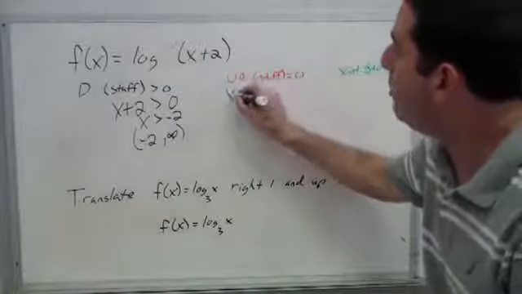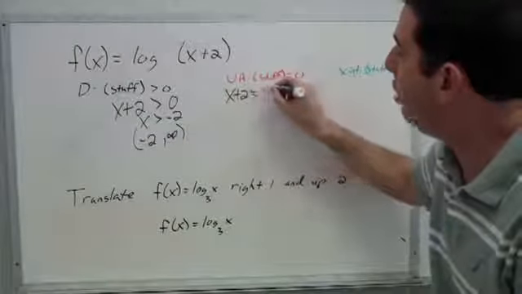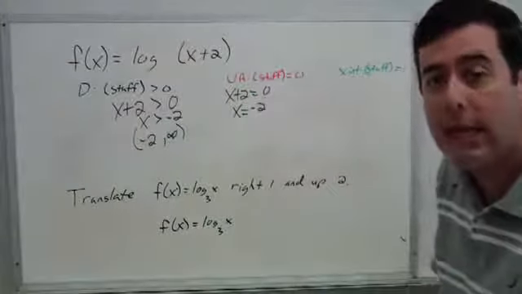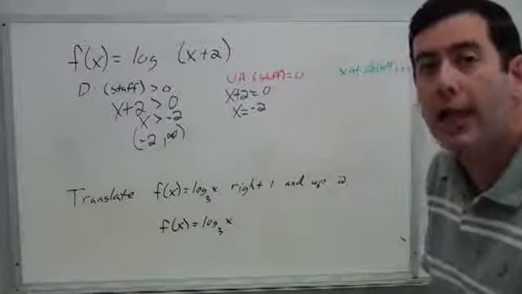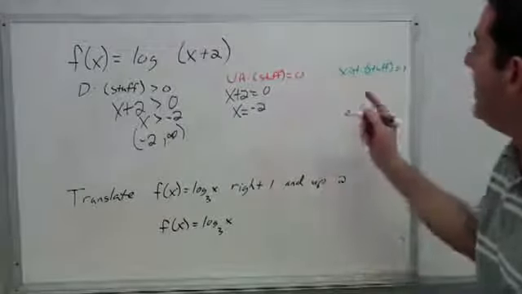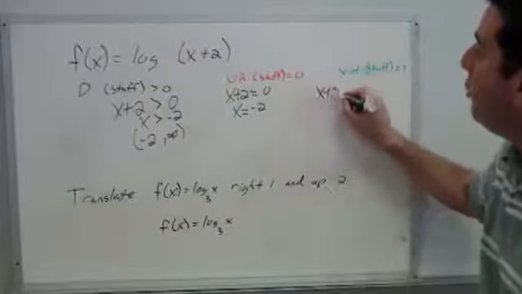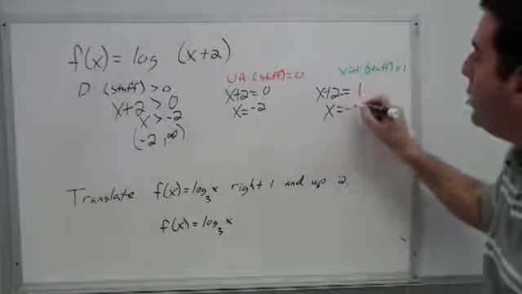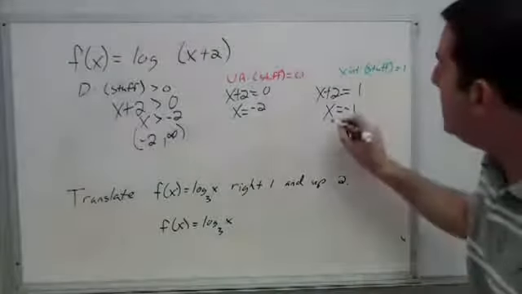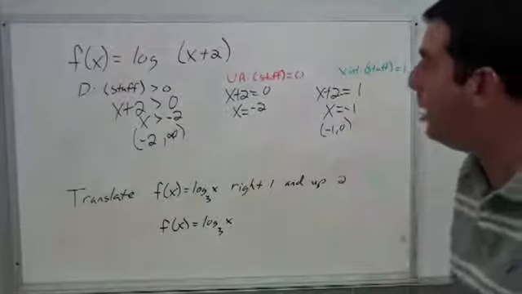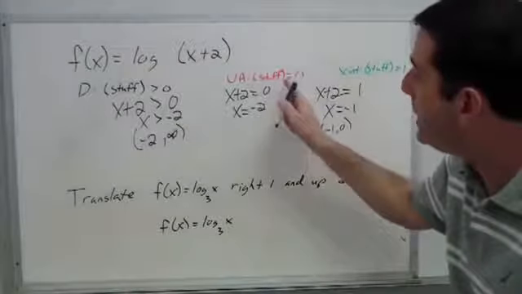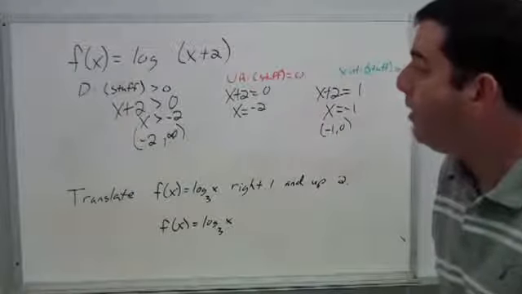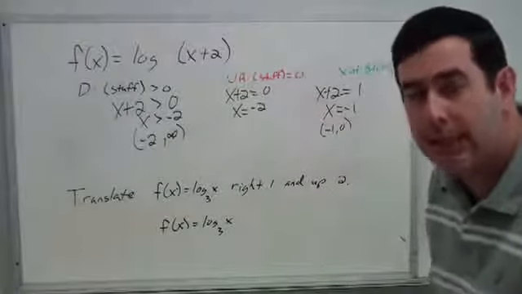The vertical asymptote is the stuff in parentheses set equal to 0. So this one gets a vertical asymptote at x equals negative 2. Vertical asymptotes are x equals a number. Then the last thing, the x-intercept, take the stuff in parentheses, set it equal to 1, and solve from there. Subtracting 2 from both sides gives me -1, so the x-intercept is at (-1, 0). Notice that the x-intercept is always one place away from the vertical asymptote. This happens every time.